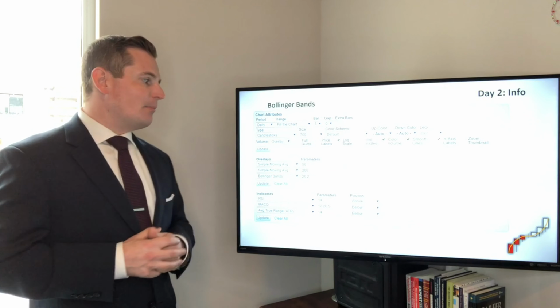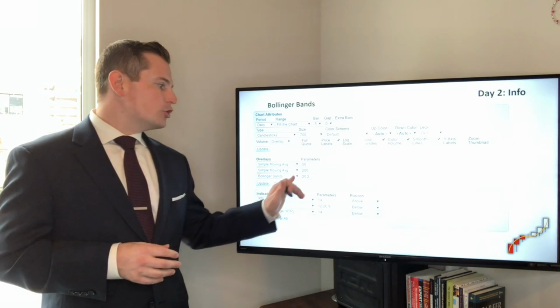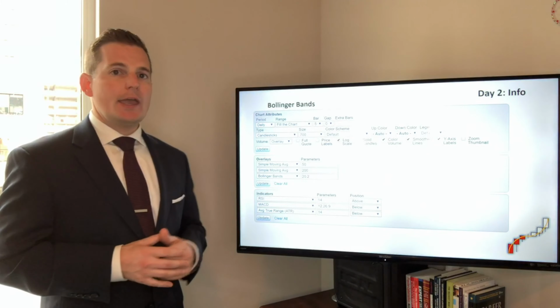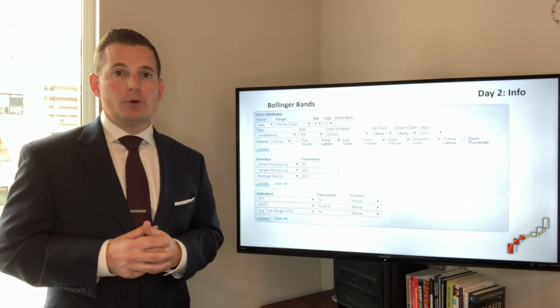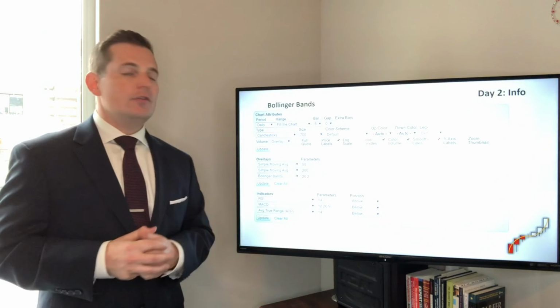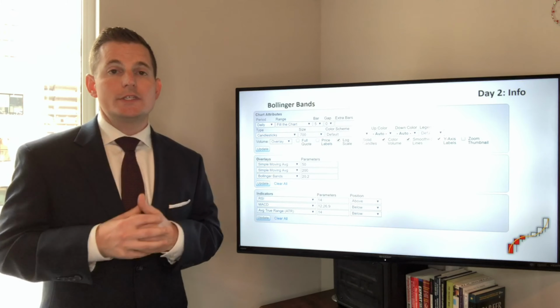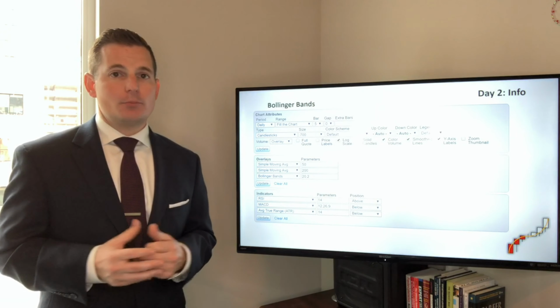If we drop down Bollinger Bands, the default parameters that come up are 20 and 2. Okay, so the 20 is the moving average that we're using, the 20 period moving average. And then the 2 is the 2 standard deviations away, which captures 89% of the price movement.